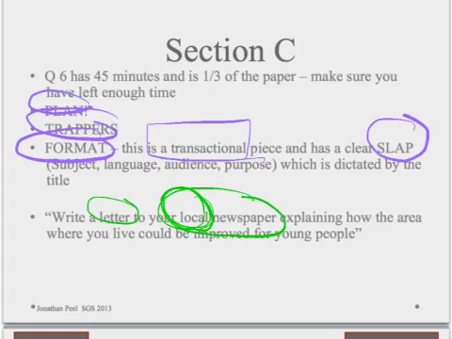You need to notice that you've been asked to explain how the area where you live could be improved by young people. Now, you've been given bullet points to help you focus your thoughts on ways in which areas might be improved, so that's fine, use them, but make sure that you do explain. It isn't enough to simply list these things. You have to start to give reasons why they would be of benefit.